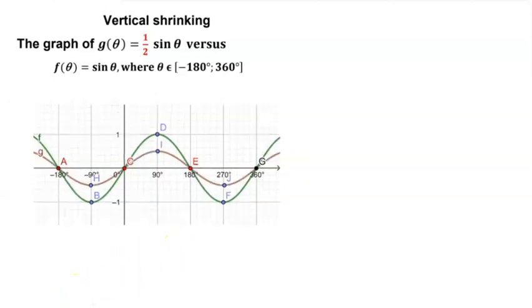Now we've joined the points and we can see the red graph there is the graph of g. It has a similar shape as that of the green graph. It is just flatter. It is shrunk vertically. So let us again look at the period and the other properties of this graph.